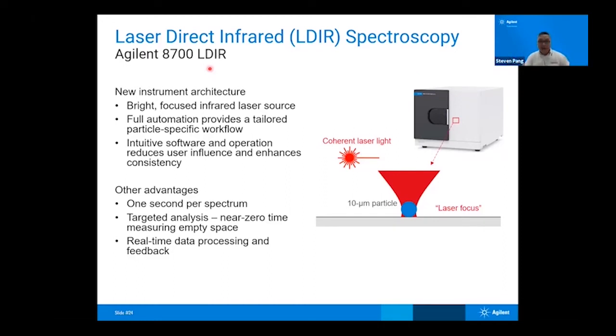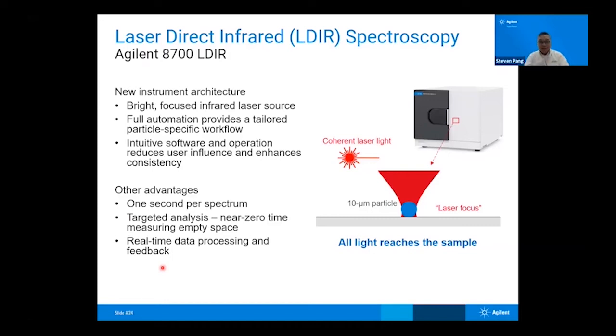I use the word rock and roll because remember we're talking about the dance of the molecules here. That's why I'm moving around. So we've got this new instrument architecture, bright laser light that shines onto the particle, and because we have very targeted analysis, it can take as short as 1 second per spectrum. It's 30 times faster than the previous coherent light source. So this provides real-time processing and feedback to us.